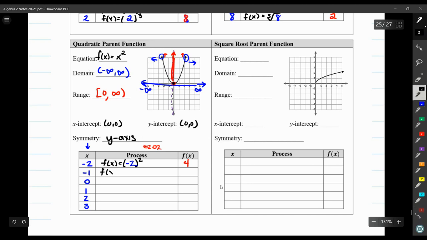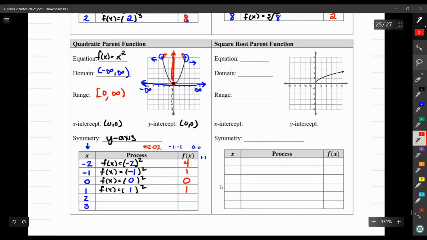If I plug in f of x is equal to, and I'm going to take -1 and square it this time. I'm going to take -1 and square. So if I do -1 times -1, well, again, a negative times a negative is a positive, and 1 times 1 makes 1. So if I take f of x and I square 0, well, that means I'm going to do 0 times 0, which is 0. And now look what happens if I square 1. So now I'm going to take f of x equals 1 and square it. Well, 1 times 1 is 1.